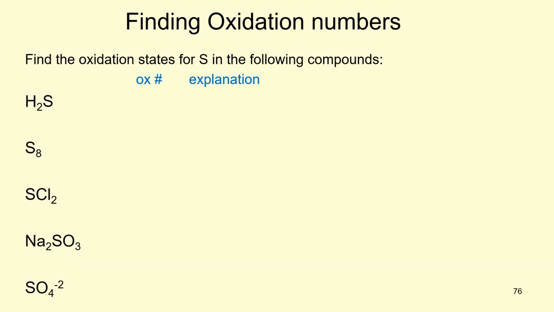All right, so let's find the oxidation state for sulfur in the following compounds. H2S. We do have a rule about hydrogen. Hydrogen in compounds is almost always +1. We know that the total has to equal 0 because the charge on H2S is 0. There's 2 hydrogens and they're each +1. So sulfur has to be whatever makes this total 0. That means sulfur has to be -2.